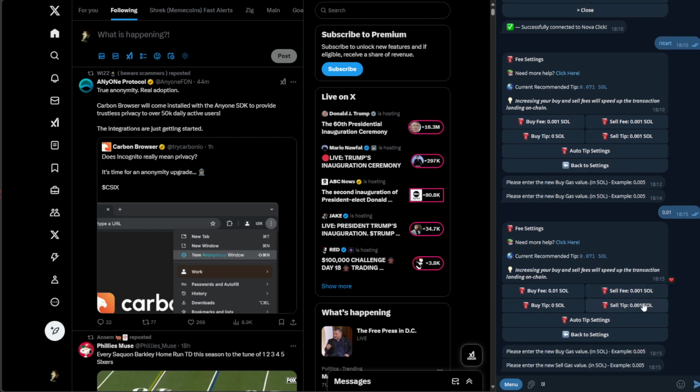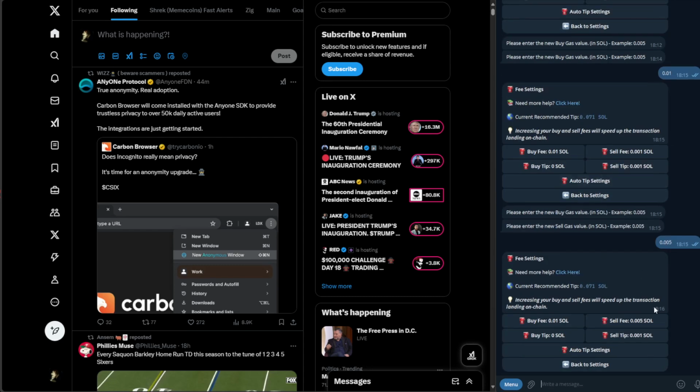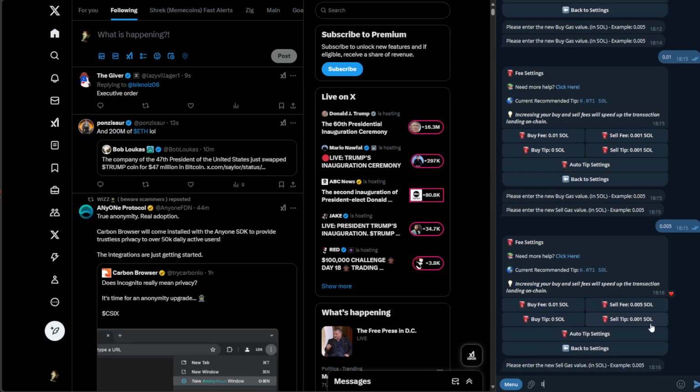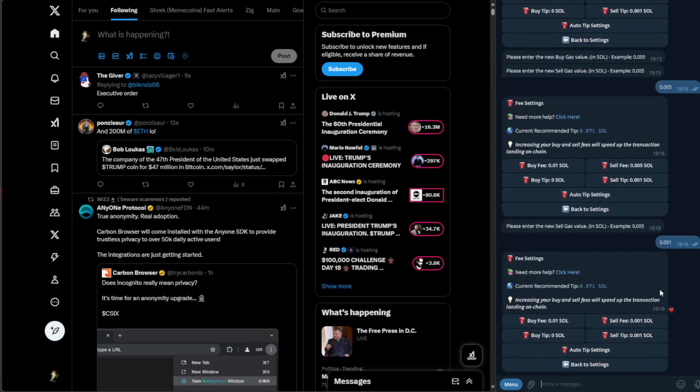Same with the sell fee. As for the sell fee, you can probably set it a bit lower, because you probably won't be too bothered about it. Mainly getting those buys through is important. For the sell fee, you could probably leave it at 0.01, because most of the time when you're selling, you're mostly clipping. You're not really trying to get the fastest transactions through. Sell tip you can also set to 0.